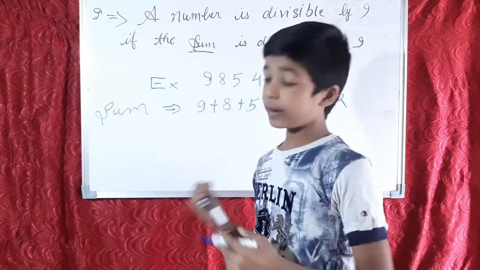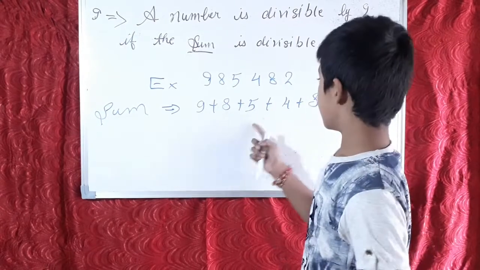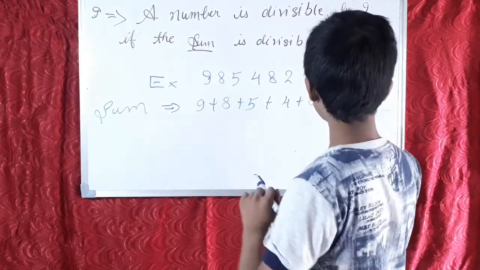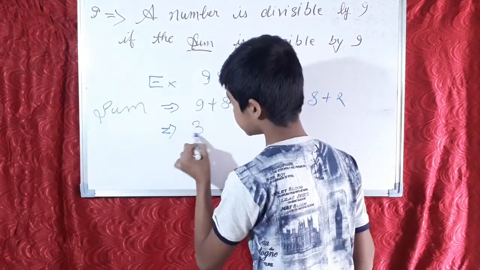Okay. Now what is the total? 9 plus 8 is 17. 17 plus 5 is 22. 22 plus 4 is 26. 26 plus 8 is 34. 34 plus 2 is 36. What is the sum? It is 36.